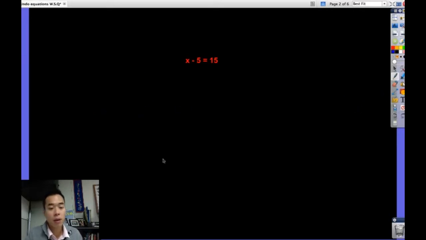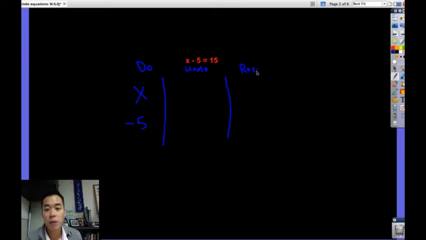If I were going to undo this, here's my variable. The very first thing that happens to my variable, or my number, is it gets subtracted by 5. Watch closely how I do this. I'm going to build what's called an undo table. This is the do part. This is the undo part. And this is the result. And we want to focus on the results.